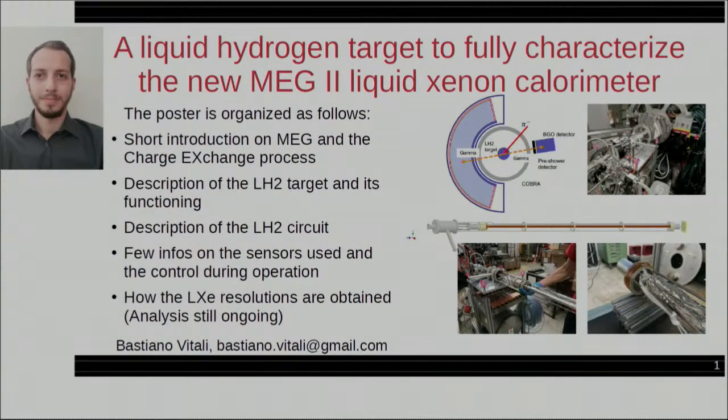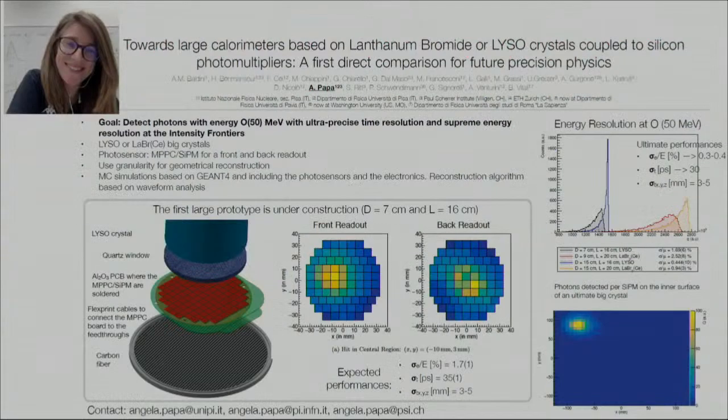And this poster describes the hydrogen target preparation. This charge exchange reaction calibration was already done last year, and the hydrogen target was successfully operated during last year. So this describes the design of the hydrogen target along with its stable operation.